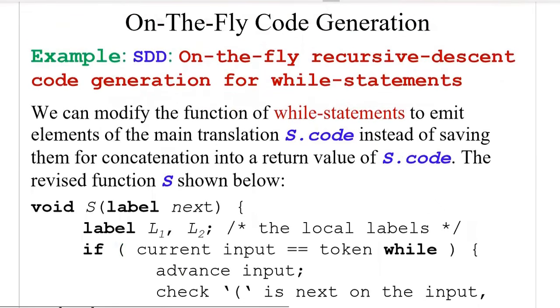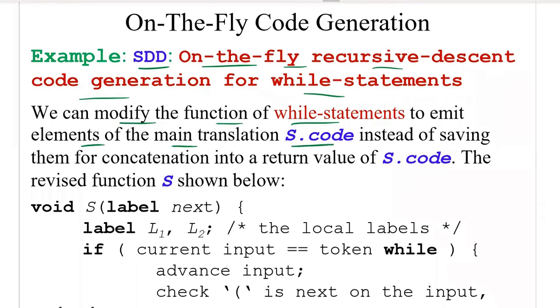Now let us see the example: syntax-directed definition for on-the-fly recursive descent code generation for the while statement. The recursive descent parser we already mentioned above. The same, using on-the-fly, we can modify the function of the while statement to emit elements of the main translation s.code instead of saving them for concatenation into a returned value of s.code. Then the revised S function is shown below, the above pseudocode algorithm.